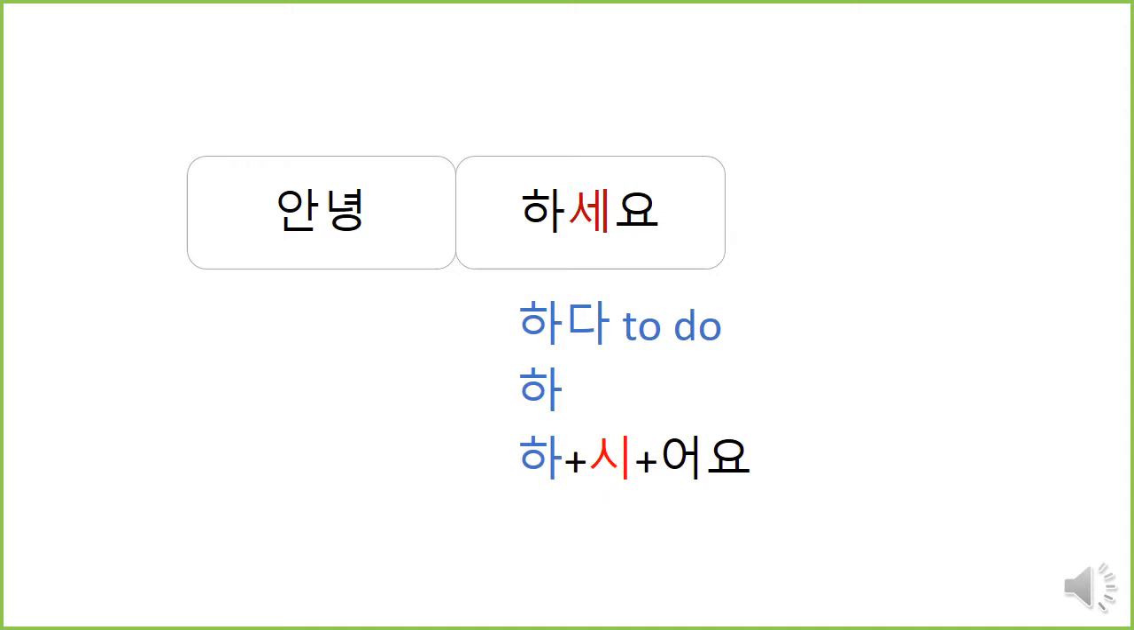세 is the honorific. 하시어요. 하셔요. Even though 하세요 is the Korean standard form of 하다, to do, depending on the area, a lot of people still say 하셔요. That's communicable too. 하시어요, 하세요.